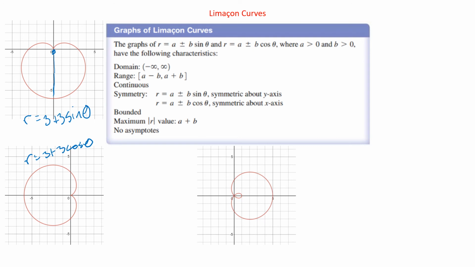When a gets less than b, we get this little loop here, and so this would be a negative radius of 1, and it gets out to 5, so we know that a plus b equals 5, and a minus b equals 1. So we can solve the system of equations. 2a equals 6, so a would equal 3, b would equal 2.